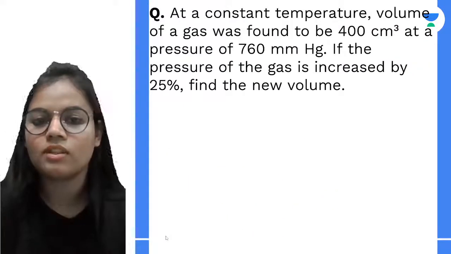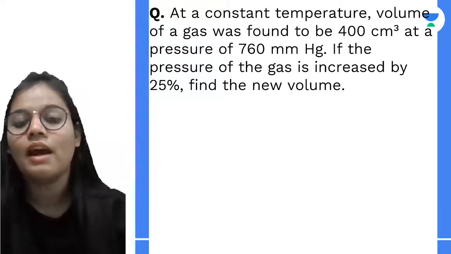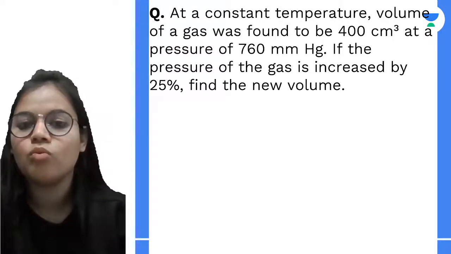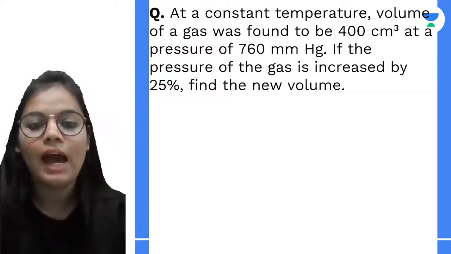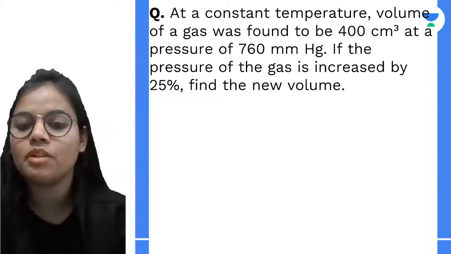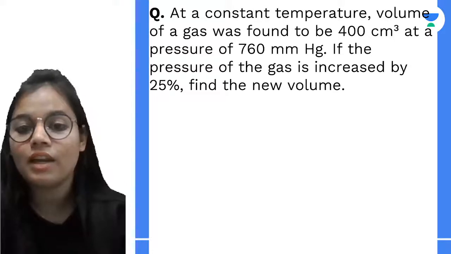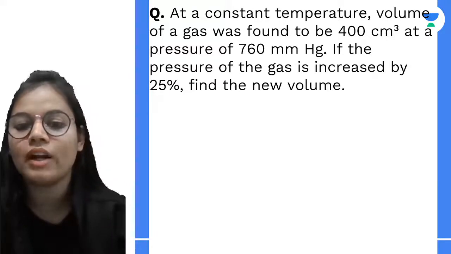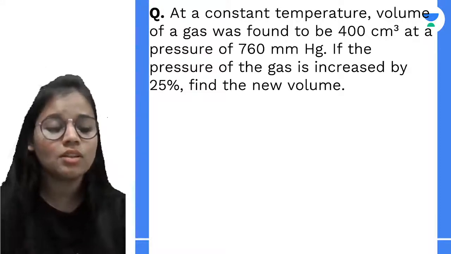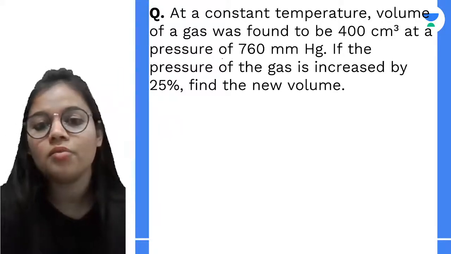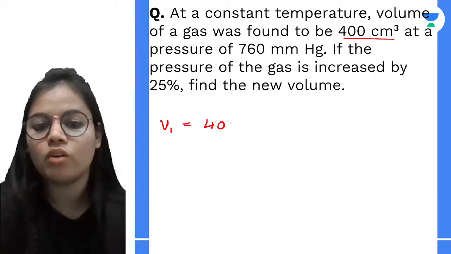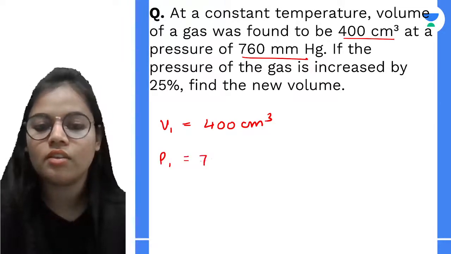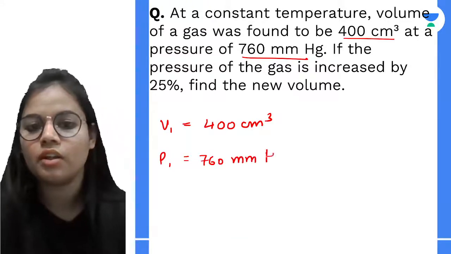Next, let's talk about the second question, which says: at a constant temperature, the volume of a gas was found to be 400 centimeter cube at a pressure of 760 millimeter of mercury. If the pressure of the gas is increased by 25%, find the new volume. Now let's see what values are given. Volume V1 is 400 centimeter cube. Pressure P1 is 760 millimeter of mercury.